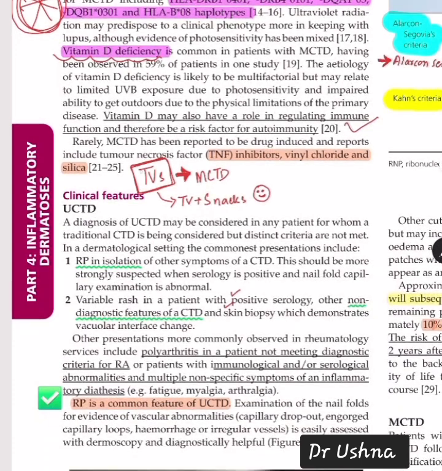Another important trigger is TNF inhibitor or vinyl chloride and silica. This can be remembered by the mnemonic that the patient is having photosensitivity, he is not going outdoors and is sitting indoors watching TV and having snacks. So TV and snacks in the form of MCTD patient: T for TNF inhibitor, V for vinyl chloride, and S for silica, snacks for silica.